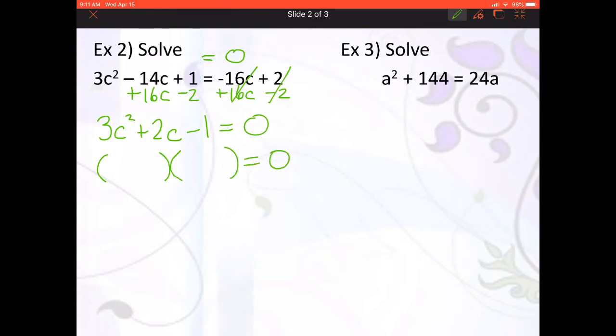Okay, so I'm going to try to multiply to see what gives me 3c squared. So 3c times c is 3c squared. And now I'm multiplying to get negative 1. So let's see, negative 1 times positive 1. Let's see if it works. Negative 1c, 3c is positive 2c. Okay, so that works. Let's see, now set each one equal to 0.